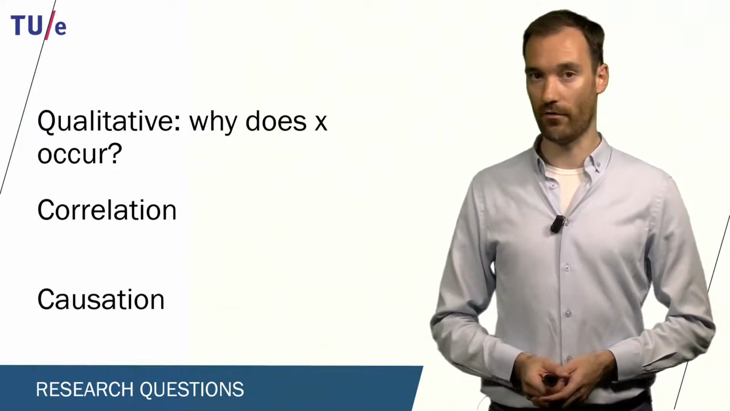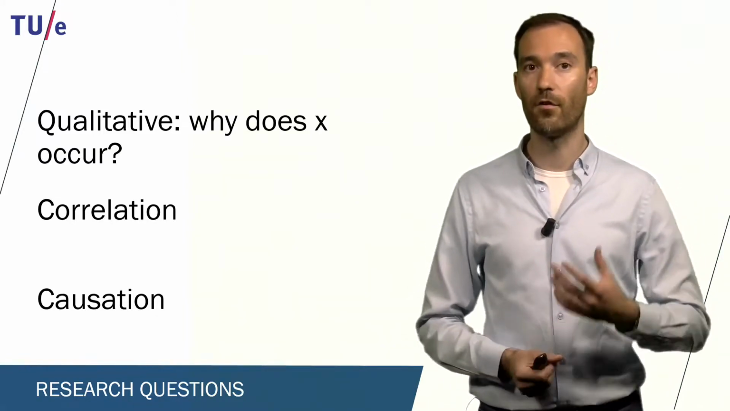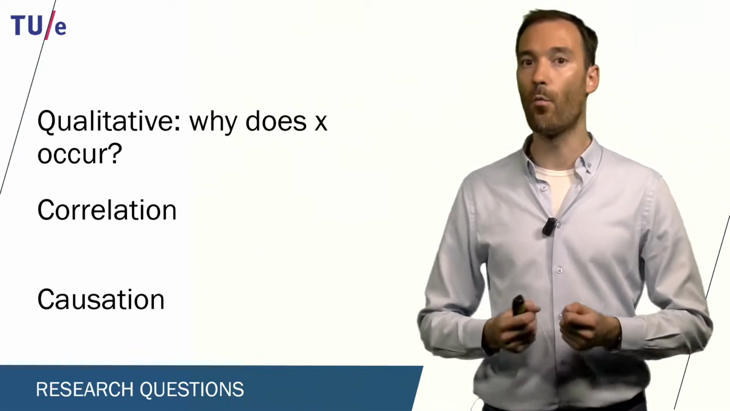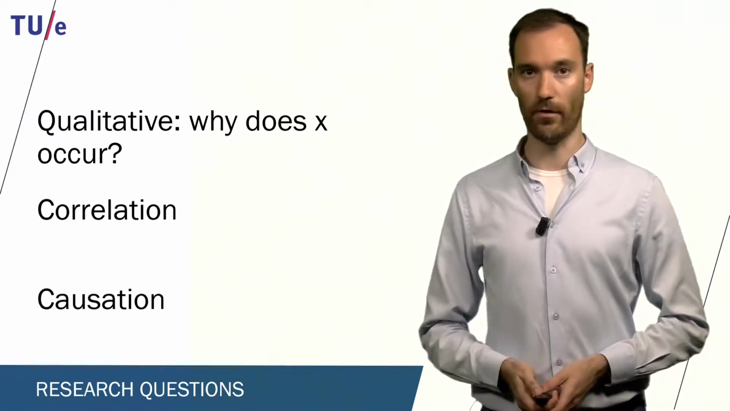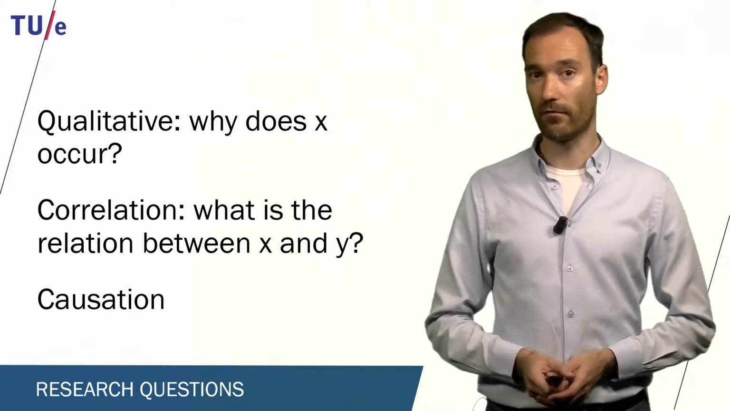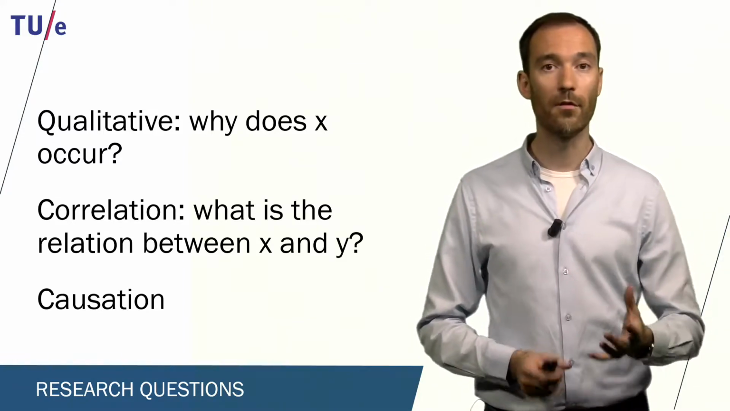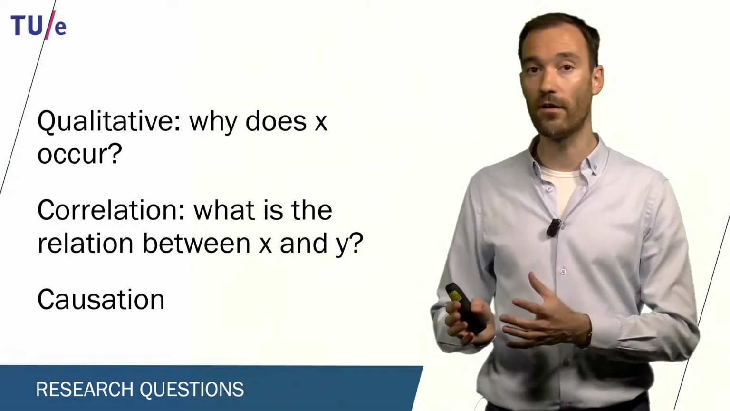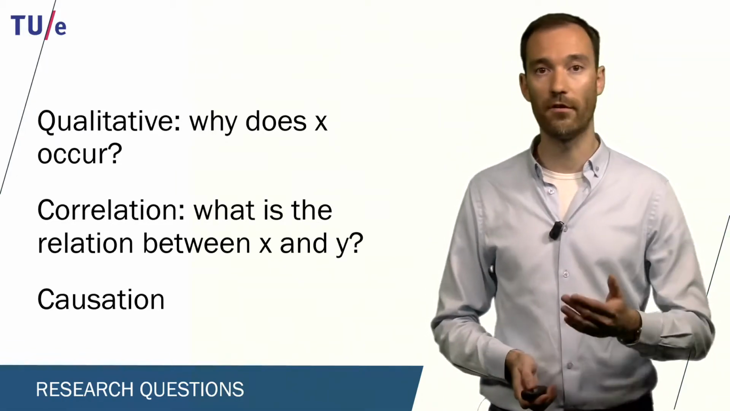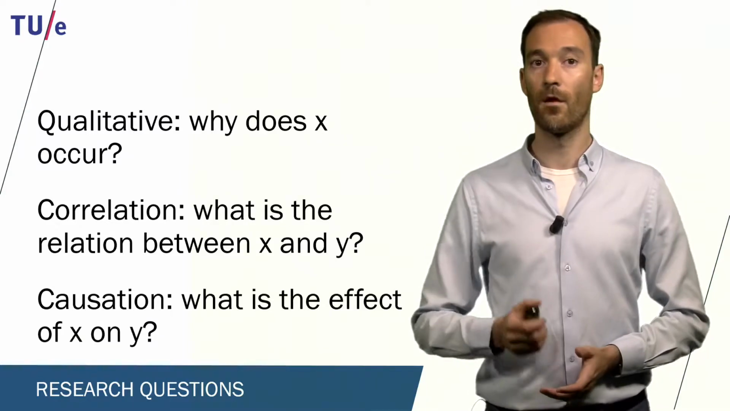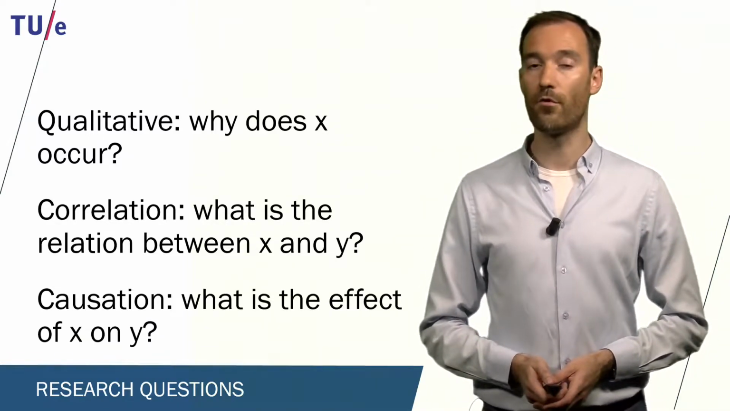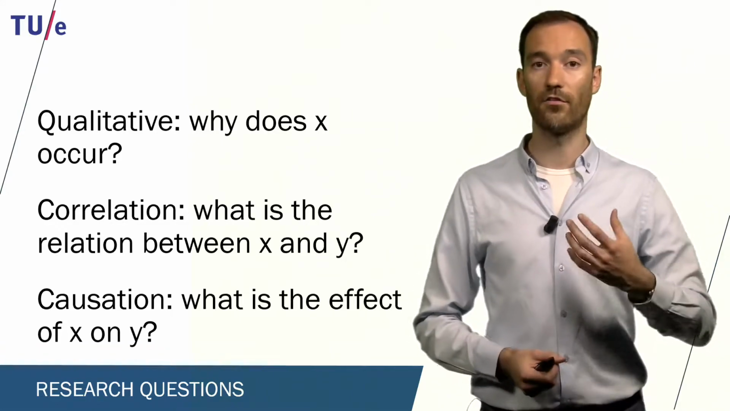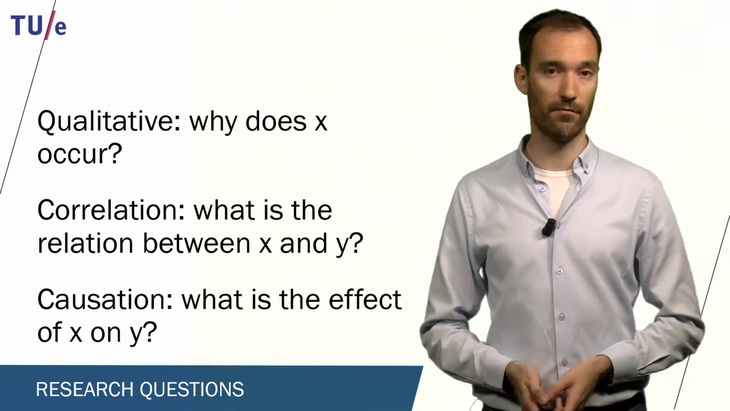A qualitative research question focuses on answering a question why a certain event occurs. As such, we try to understand what is really going on in a certain situation. A correlational research question focuses on the relation between two different variables. And there you would expect that as one variable increases, another variable would also increase or decrease. With a causational research question, we focus on an effect of one variable on another one. And as such, we can understand a causation between these two different variables.